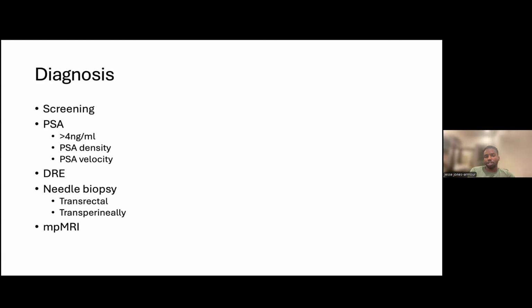Diagnosis is usually made when screening. PSA is a non-specific marker, but usually with more than 4 nanograms per mL, you would want to follow up with a biopsy or even an MRI to test for prostate cancer. A more accurate result is PSA density. Because the PSA is so non-specific, you could do a PSA density, which is the PSA over the volume of the prostate, or you could do a PSA velocity, which is the PSA change over time, right?